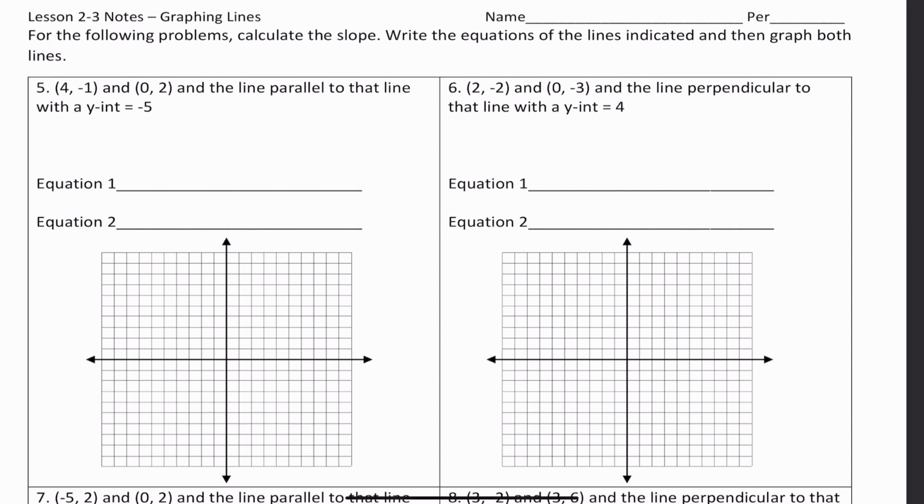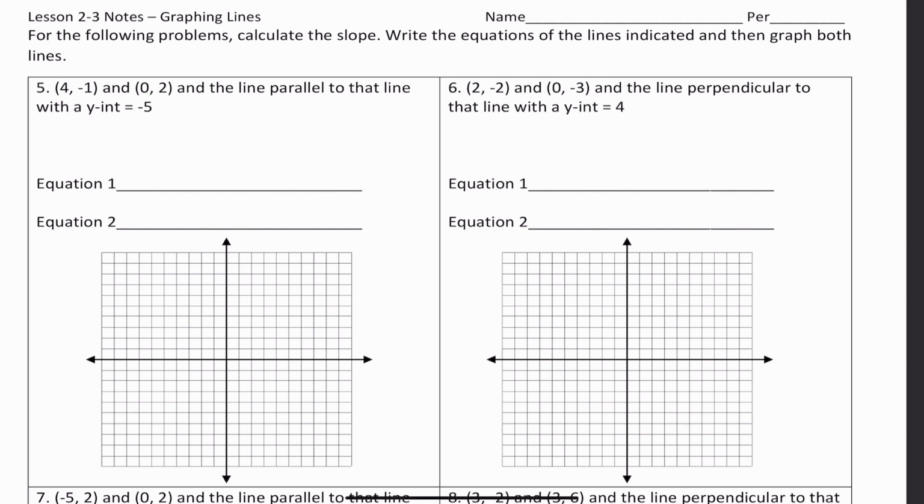Yo, welcome back. We are going to look at the back side of the Lesson 2-3 notes, graphing equations of lines. For the following problems, calculate the slope, write the equation of the lines indicated, and then graph both lines. So, we have a line that contains points (4, -1) and (0, 2), and the line parallel to the original line with a y-intercept of negative 5.